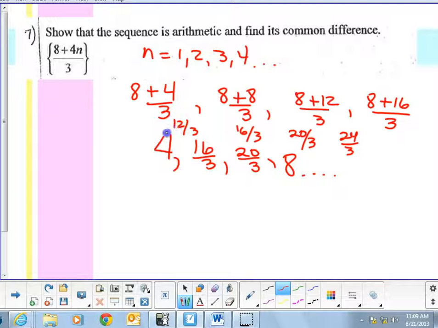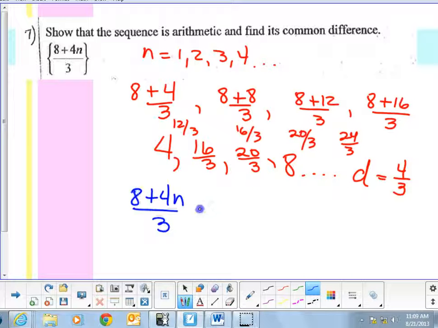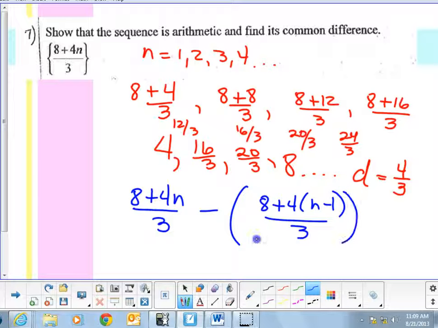So if I just had written this down, it wouldn't have looked very arithmetic to me. But when I wrote it this way, 12 thirds, 16 thirds, 20 thirds, 24 thirds, can you tell what's the difference there? Okay. Again, because it's pre-calc, I'm going to show you the long, ugly way. Okay. This one is just 8 thirds plus 4 thirds, and I just divided them both by 3.